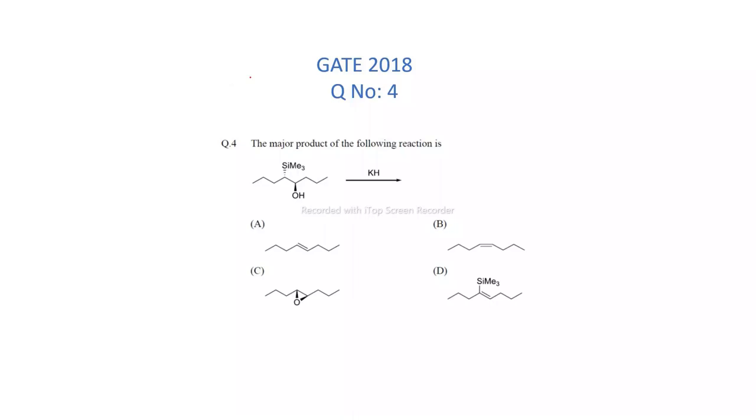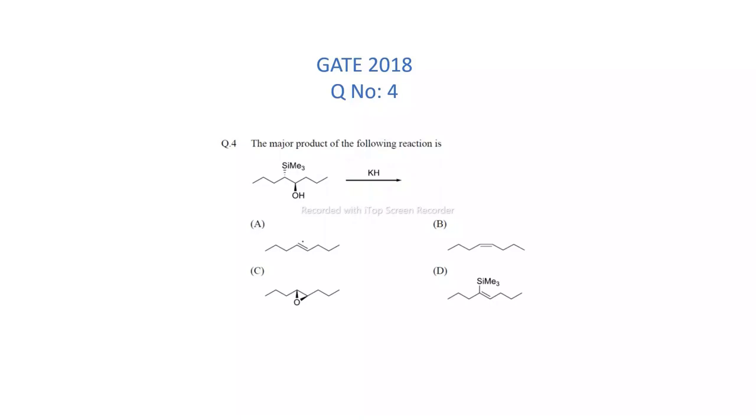Okay, let's solve it. Hi everyone. Now we discuss one question from GATE 2018, question number 4. The major product of the following reaction is: this is our substrate where a silyl methyl group is there, one OH group is there, with particular stereochemistry, and it is treated with potassium hydride. And there is a code option.